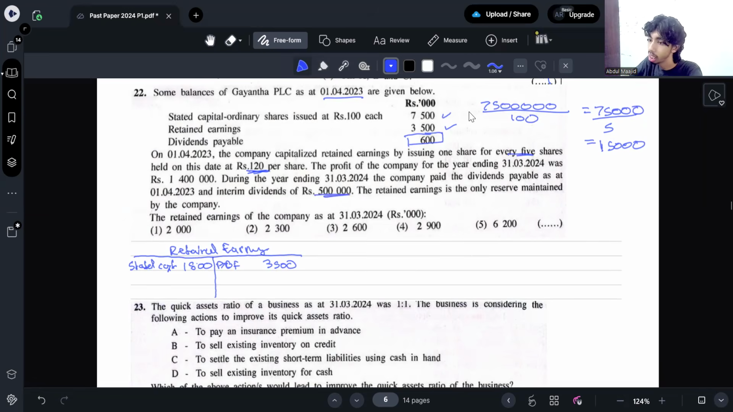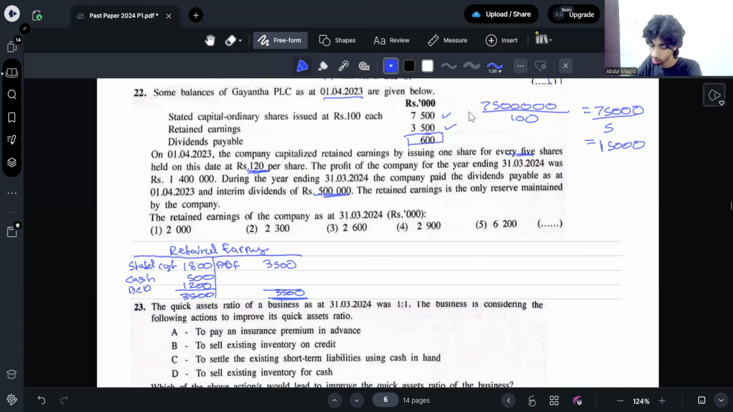Then during the year, the company paid the dividend payable as at 1st of April and the interim dividend of 500. Now they are paying the dividend payable. The double entry for that will be dividend payable debit, cash credit. It won't affect the retained earnings. They have already deducted this. Then the interim dividend, you have to deduct cash 500. Now you can balance it off and find the balance carried down. 3,500 minus 1,800 minus 500, that is 1,200.